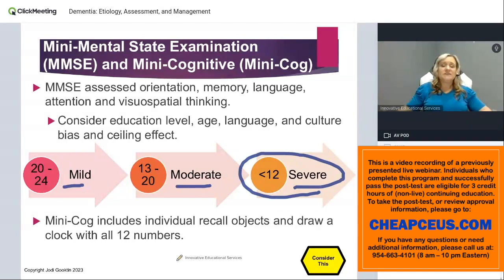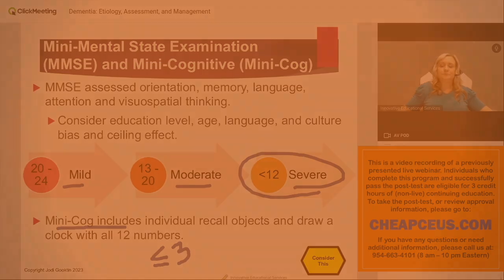The mini cognitive assessment, this is a different tool. This is looking at the individual's ability to recall objects and then do that clock drawing test. So you're just going to give them common objects. Let's see, banana, sunshine, chair. Wait, see if they can recall it. The threshold for that is if the individual scores on this test less than or equal to a 3, then this is someone who needs a full evaluation.